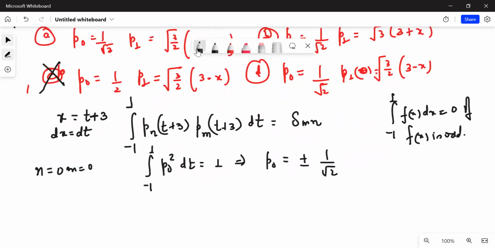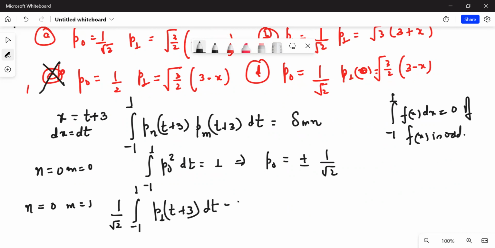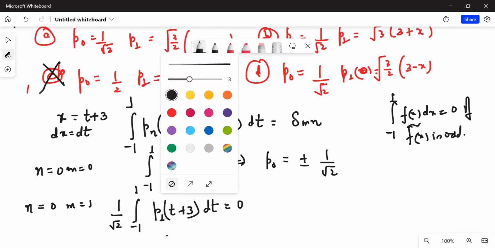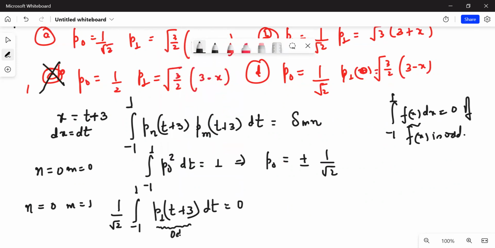Now, in order to justify them, I will simply play a trick. Let us say n is equal to 0 and let us take m equal to 1. If that is the case, this will be 1 upon root 2 times the integral from minus 1 to plus 1 of P1(t+3) dt equal to 0. If you remember, the integral from minus 1 to 1 of f(x) dx can be 0 if f(x) is odd. So one of the ways can be to see which of the functions is odd. I'm not saying this is the right approach, but in the exam, because you have to reject and select, one thing that one can see is that if P1(t+3) is an odd function, then this integral will obviously be 0. So let us find what P1(t+3) is.